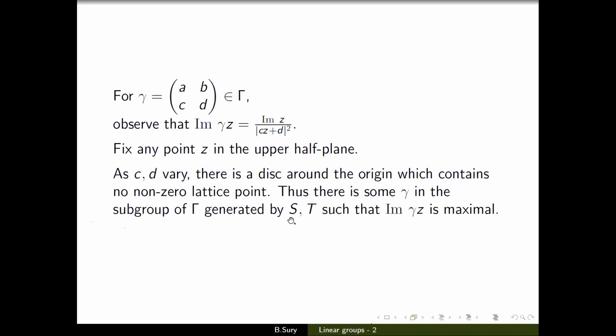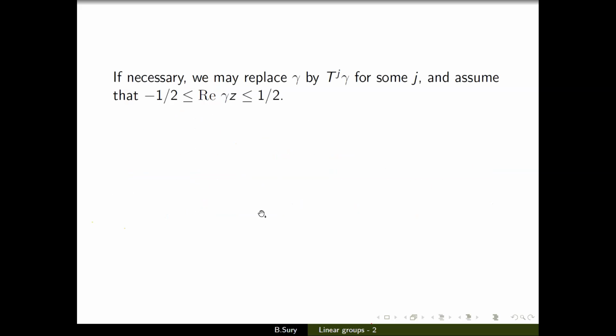And the gamma will be made up out of S and T, not just any gamma, but PSL2Z's S and T. That is how you'll show that any element of gamma is made up of S and T. So, if necessary, we may replace your gamma by T power J times gamma. What does it mean? T is the translation, 1, 1, 0, 1, remember. T will translate to the right, and T inverse will translate to the left by one unit, right? Z plus one or Z minus one. Because of that, you can always put the whole thing inside this strip, minus half to half, which is of width 1. So every point can be brought into this strip of width 1, first of all.